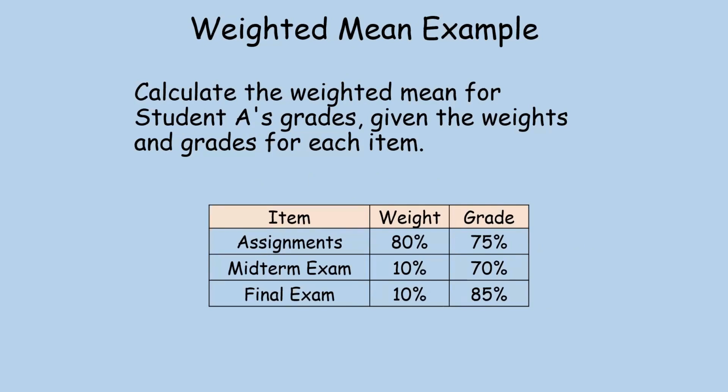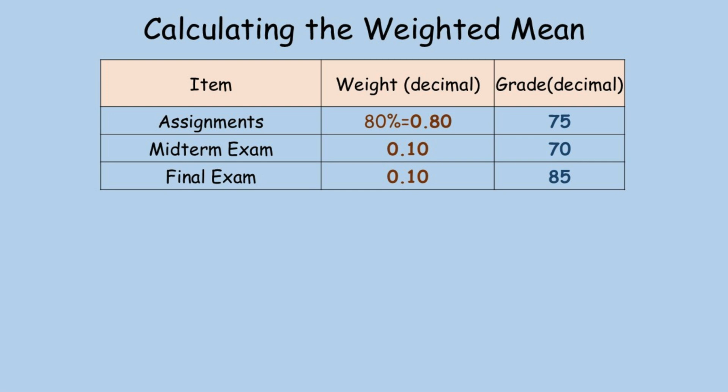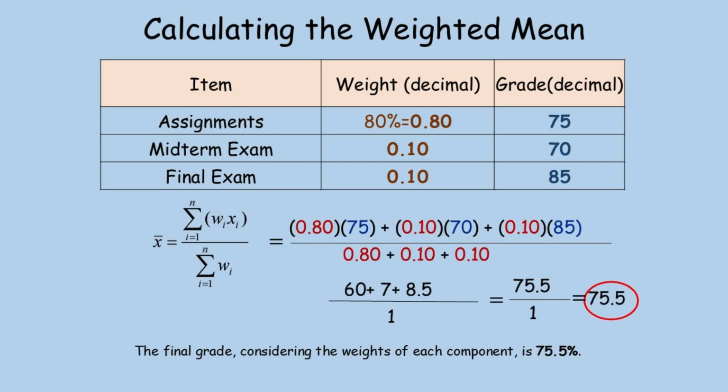First, we need to convert the weights into decimals, which are 0.8, 0.1, and 0.1. Next, we multiply each grade by its corresponding weight. So, for assignments, we take 75 and multiply it by 0.8, which gives us 60. For the midterm, we multiply 70 by 0.1, which equals 7. And for the final, we multiply 85 by 0.1, which gives us 8.5.